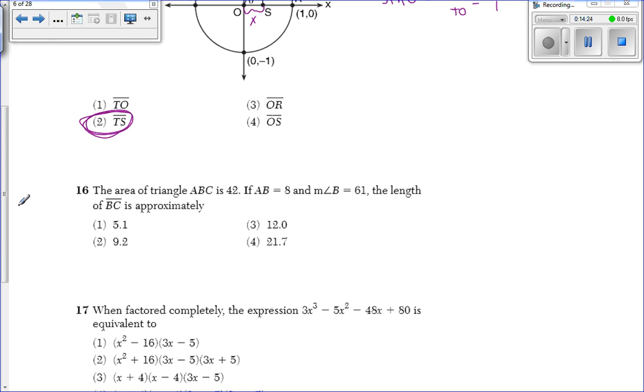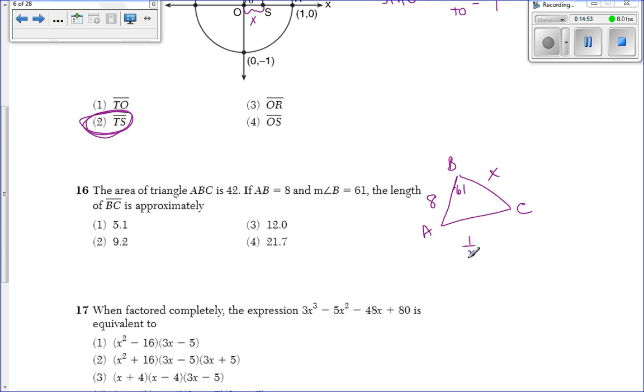Alright, the area of triangle ABC is 42. If AB is 8 and angle B is 61, find the length of BC. Draw a picture. Angle B is 61. And we know that AB is 8. We are trying to find the length of BC.